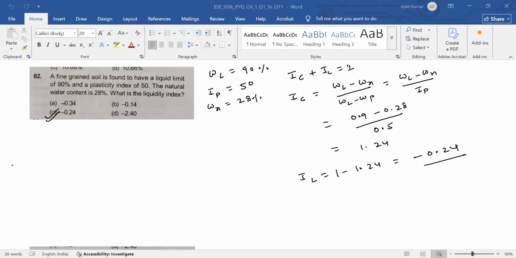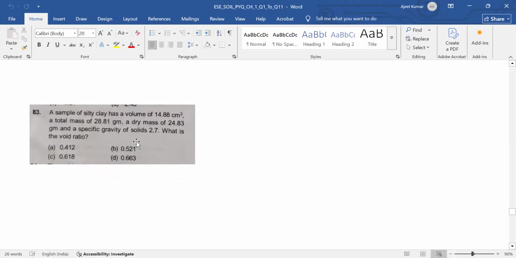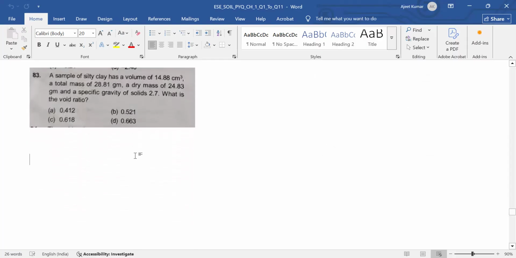Okay. Now this question is over. Question number 83. What is question number 83? A sample of silty clay has a volume of 14.88 centimeter cube and a total mass of 28.81 gram. The dry mass is 24.83 gram and the specific gravity of solid is 2.7. What is the void ratio?